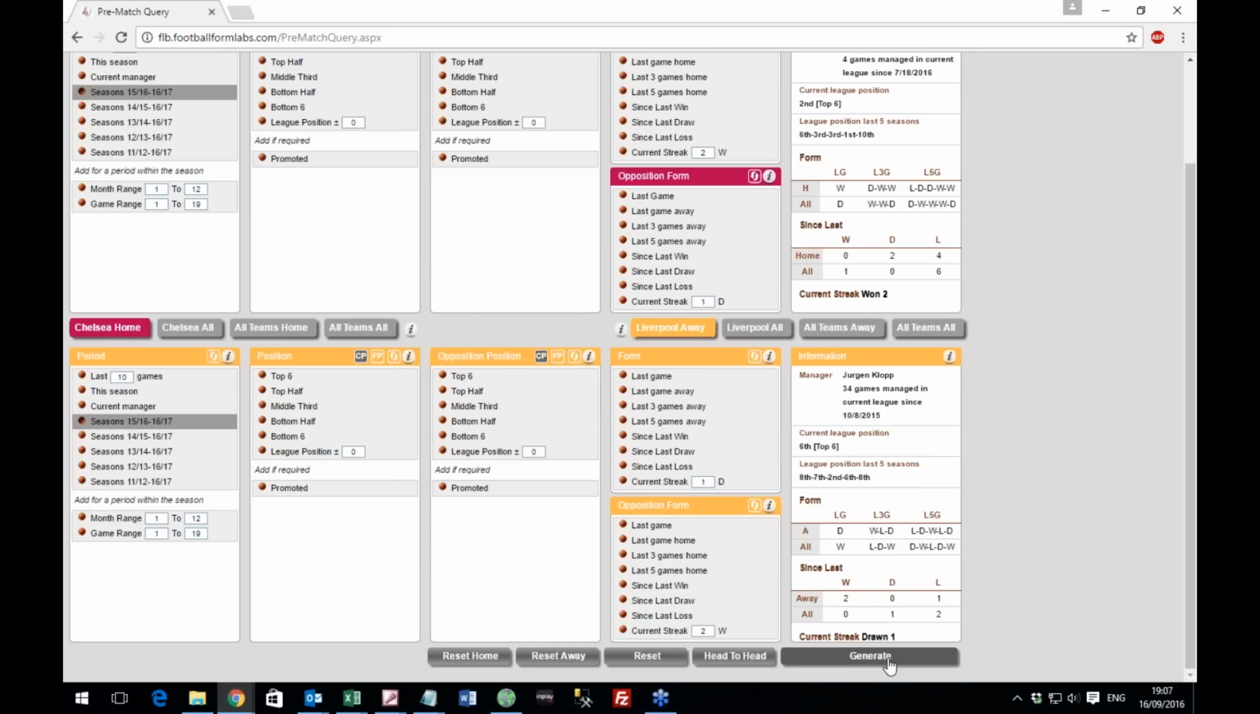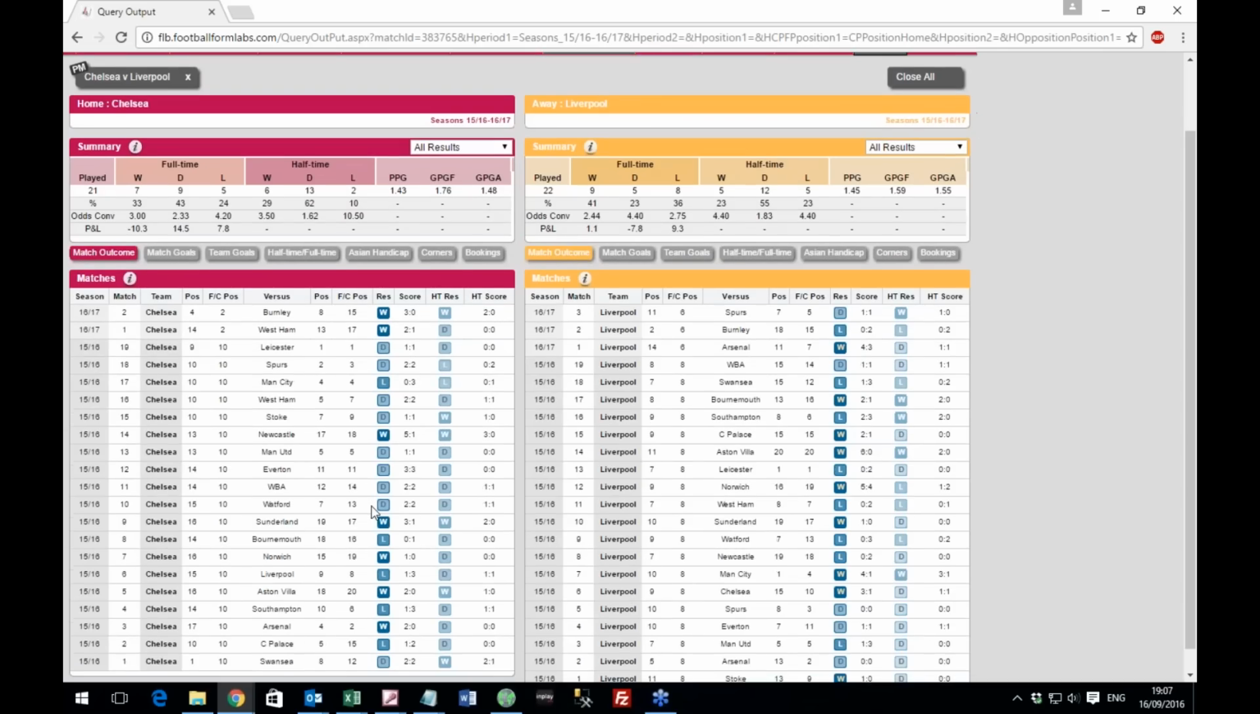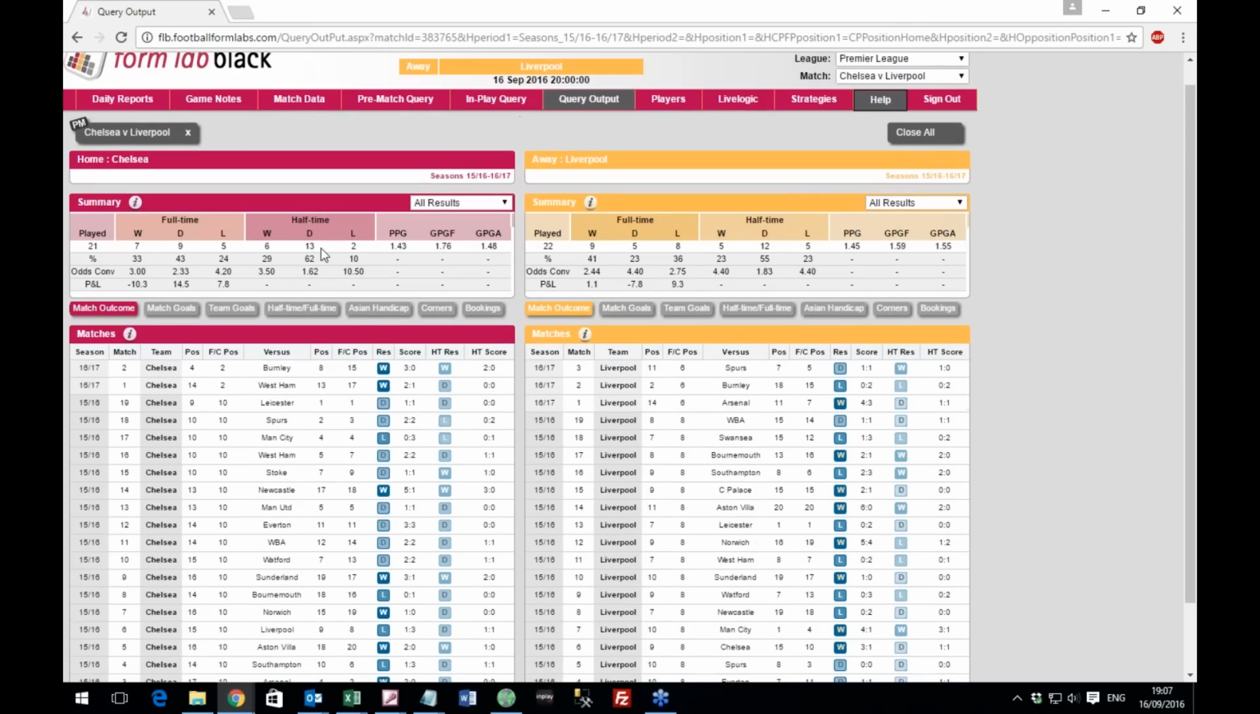If we click generate query, it's going to be the first output that we're going to show on our output query side. What we've got here on the two parallel columns next to each other is the home results on the left, so Chelsea's home results, and the away team's away results on the right. And then a summary box at the top. You can see that Chelsea have won 7 of their last 21 home matches, which is a terrible record, obviously, for a team that has been as strong as they have in recent years. But as we know, they look a lot different under Conte than they did under Mourinho last season.